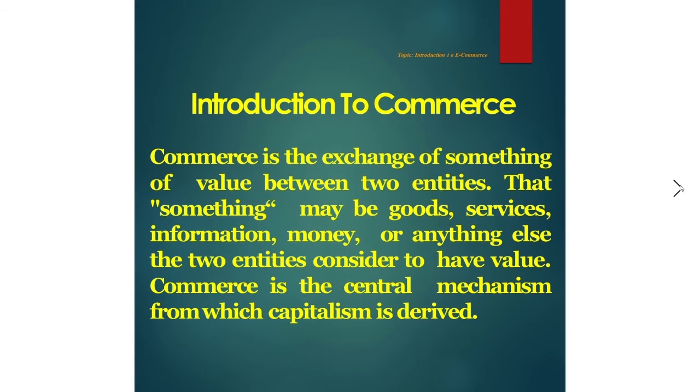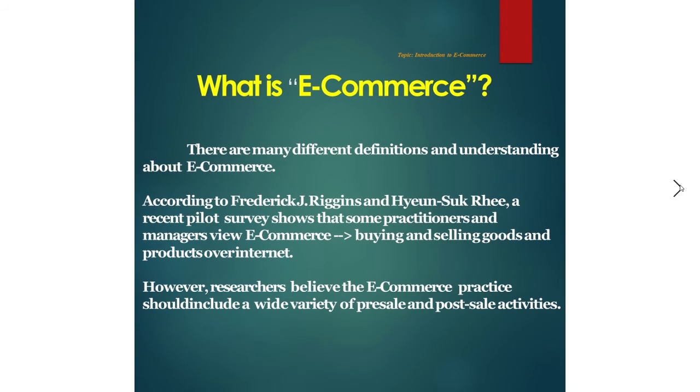What are the two entities? My company XYZ Enterprises and the Dell company. So indirectly, commerce is exchange of goods, or buying and selling of products, services, information, money, and anything else which involves exchange of value for goods. So it is the central mechanism from which capitalism is derived. Okay. Now coming to e-commerce. There are many different definitions and understandings of e-commerce. So e-commerce is nothing but electronic commerce. Electronic commerce.